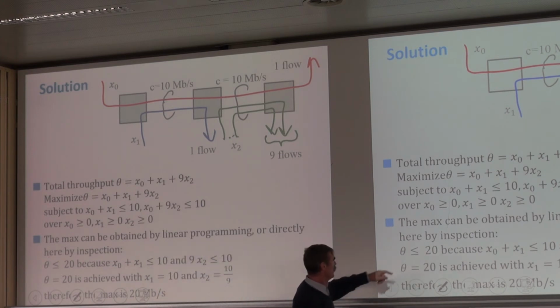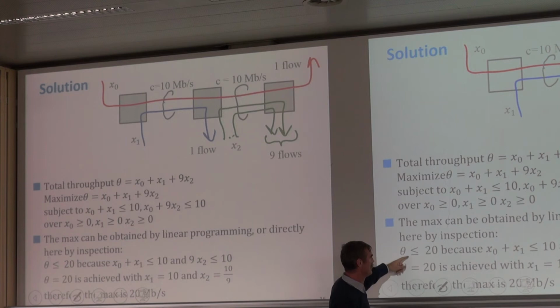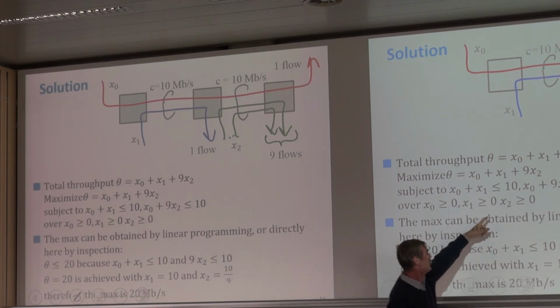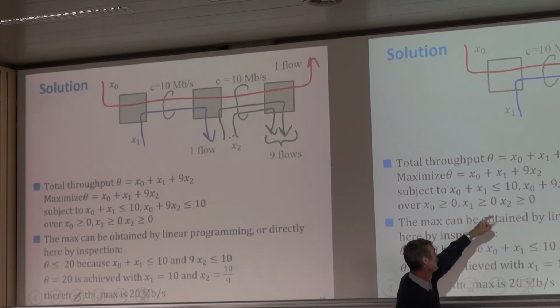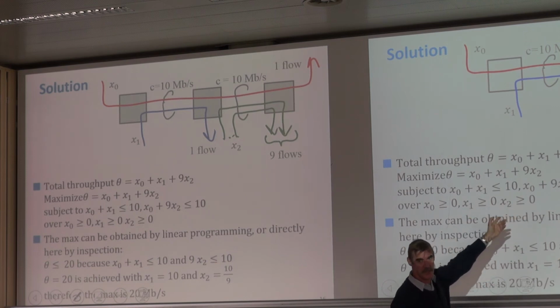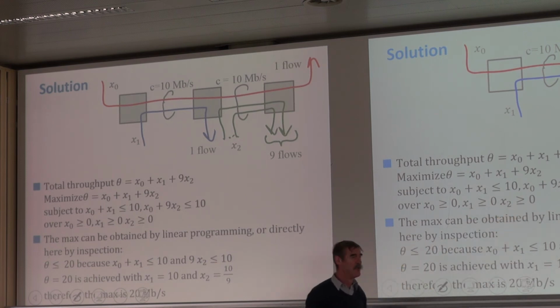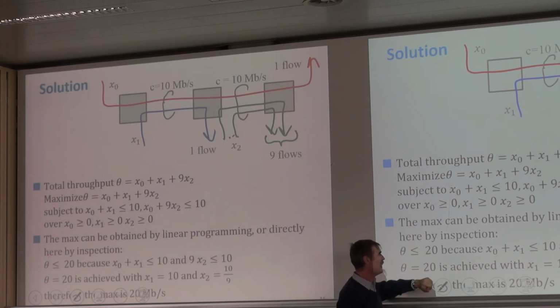Or you can also do it manually because this is a very simple case. You can see that the total throughput is suddenly less than 20 because of each of the constraints here. So the total is less than the sum of the constraints. x0 appears twice if we sum them. So certainly the maximum throughput must be less than 20.